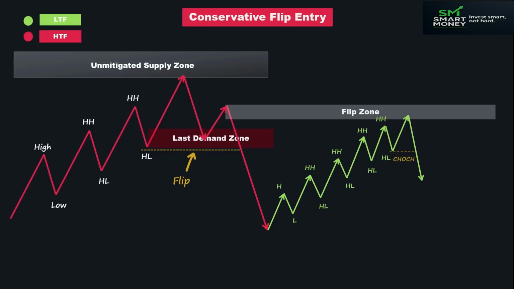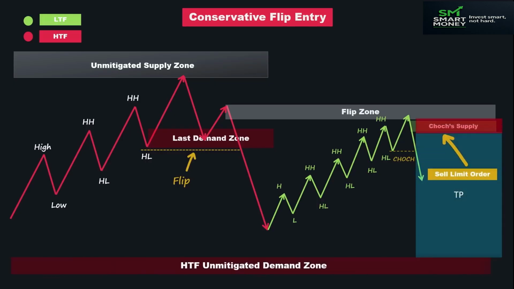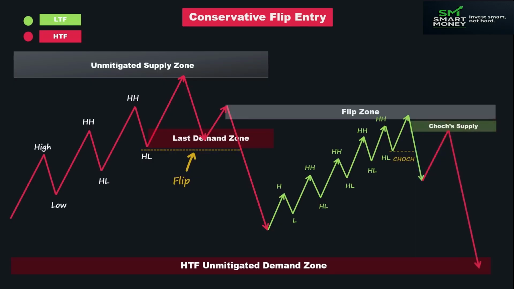Once the change of character is confirmed, we can proceed to identify the order block created by the change of character wave on the lower time frame. Subsequently, we can place a sell limit order at the lowest point of the zone, with a stop loss set a few pips above the highest point of the zone. As for the take profit, we have the option to target the unmitigated demand zone on the higher time frame or the swing low of the current time frame. These steps will help us execute a conservative entry with a well-defined risk-reward ratio.